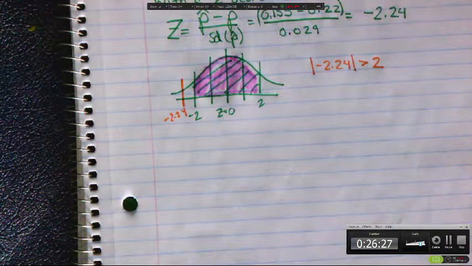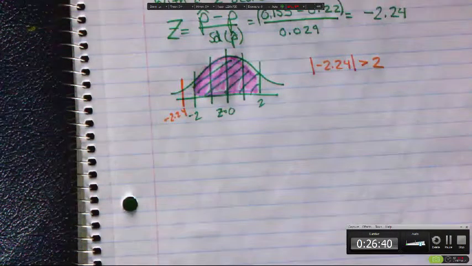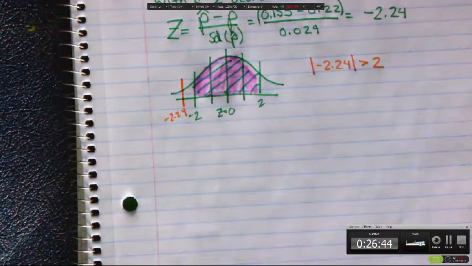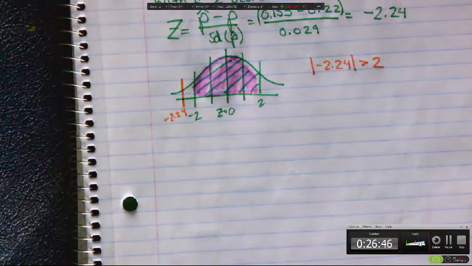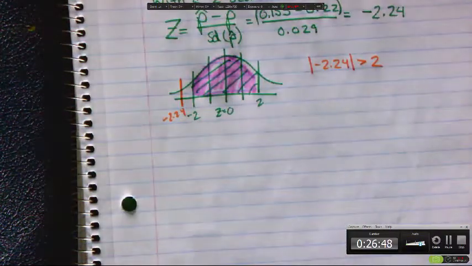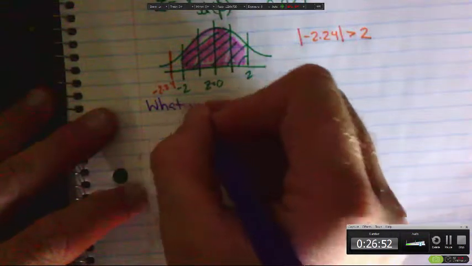So if your number was positive 2.24, would that mean there's only, same thing, a 2.5% chance? Yeah, because it's 2.5% above. There's only a 2.5% chance that your data is higher than that. Because these two combined make 5%. So, now here's something else we can do.